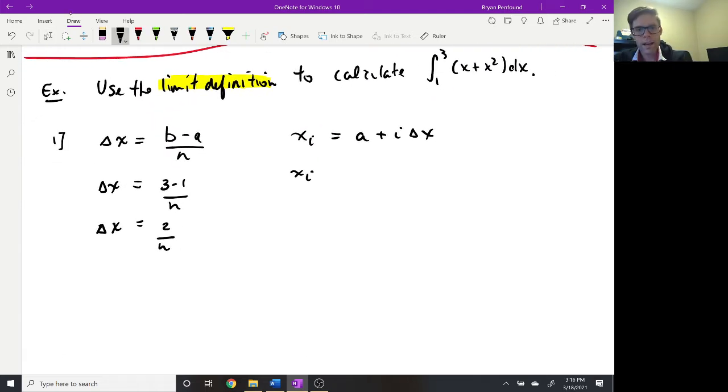So xi, let's see, we know a is 1. I don't know what i is going to be at the moment, so let's just keep that as i. We do know what delta x is. Delta x is 2 over n. So xi is 1 plus 2i over n.